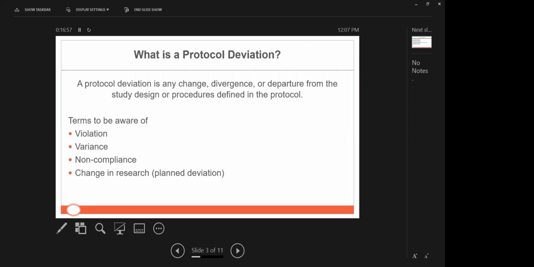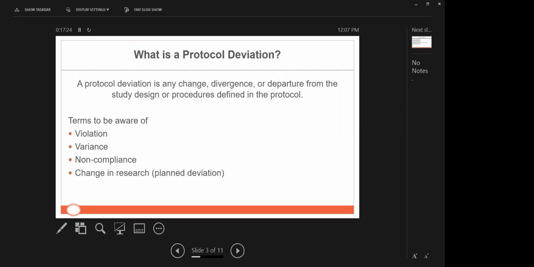I'll go into a little more detail on what some of those look like later in the presentation. So a deviation is also referred to in different ways, depending on the IRB or the agency you're working with. Some terms to be aware of: sometimes they're called protocol violations, sometimes variances, sometimes non-compliance, and sometimes a change in research.